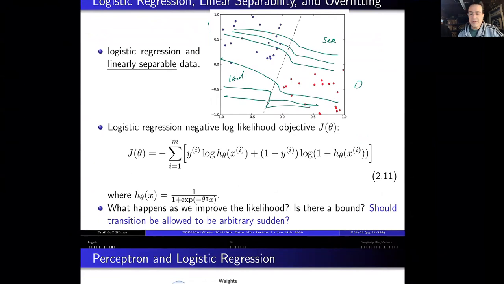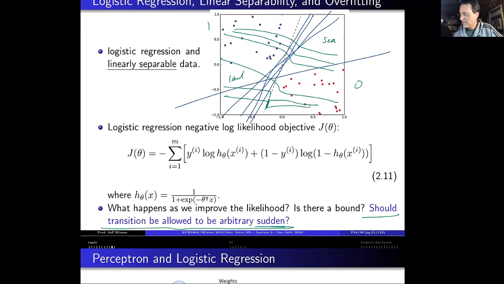So the question for you then is, does it make sense to allow the transition to happen arbitrarily suddenly? Is it right to have a sudden sharp jump here for this data set? Or maybe it should be another separator, because that's another separator. What if we move the cliff over there? It still perfectly fits the data. All the zeros are on the zero side, all the ones are on the one side, and there's another one over there. There's lots of different cliffs, all of which would perfectly fit the data.